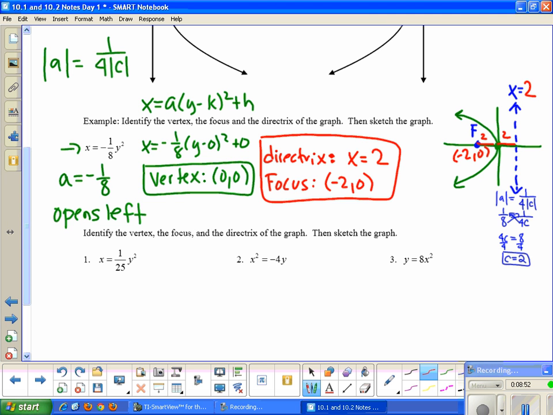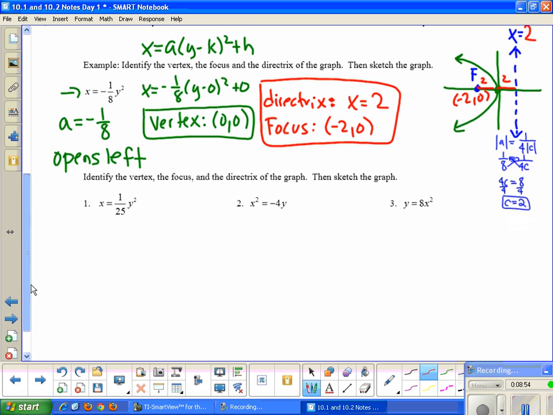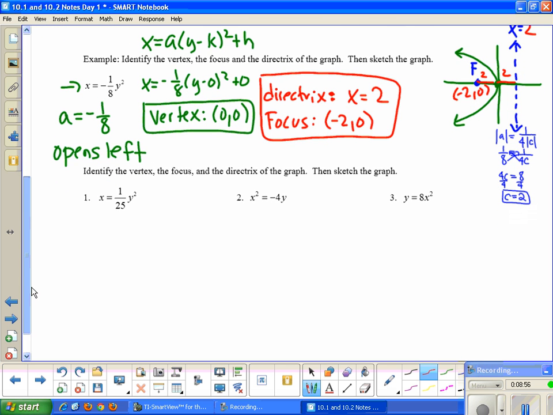So let's go ahead and do another one. So let's look at number 1. Identify the vertex, focus, and directrix of the graph, and then sketch the graph. For this one, this is another x equals equation. The reason I can tell is because the y is being squared, and that hints that it's x equals.